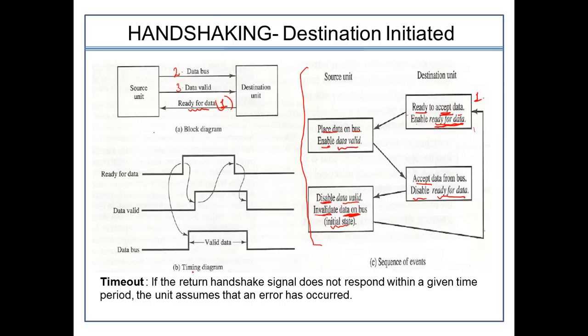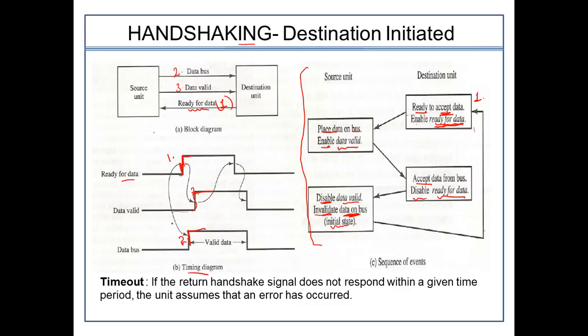If we look at the timing diagram here, first the ready for data signal has started, right? And then the data will be placed on the data bus. And after that, the third thing that will happen is the data valid signal will get activated. So this is how the destination initiated handshaking will work.